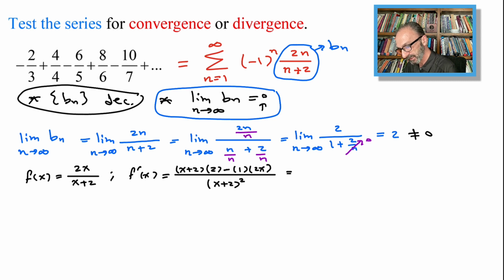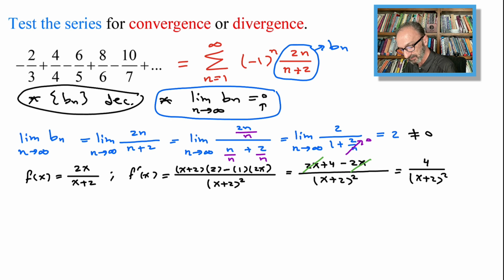Simplifying this, I get the following. We could use the distributive property on the first part on top. That will give me 2x plus 4 minus 1 times 2x, which is 2x, over (x plus 2) to the second. Of course, this cancels, and we end up with the simplified fraction. That's 4 over (x plus 2) to the second.